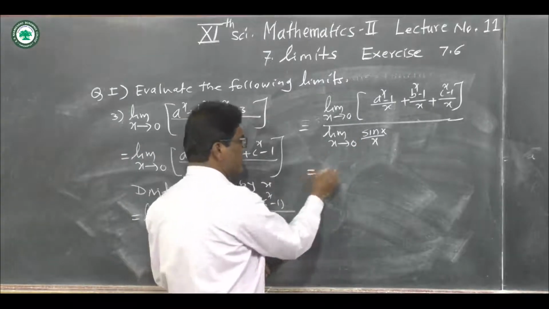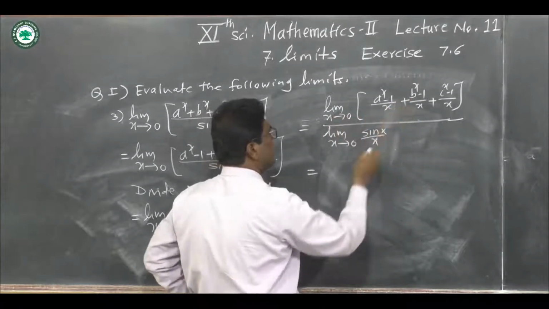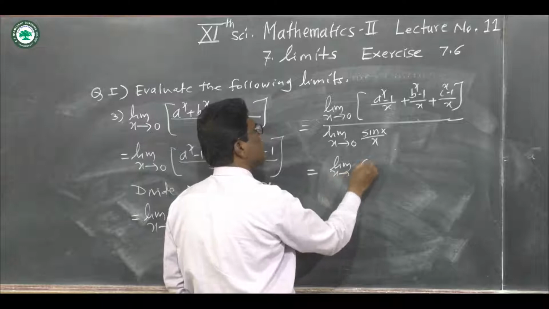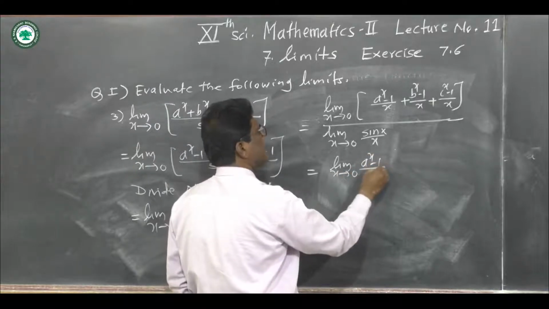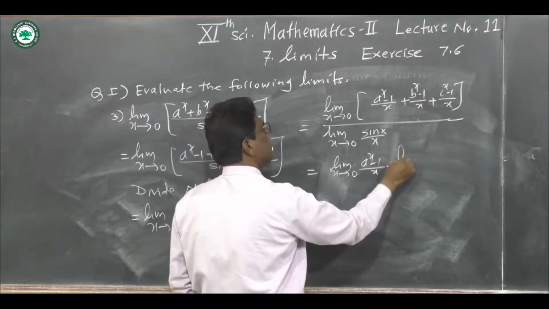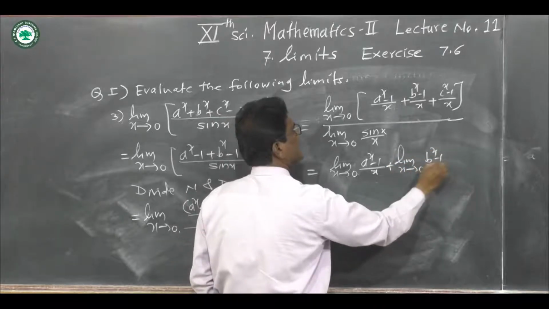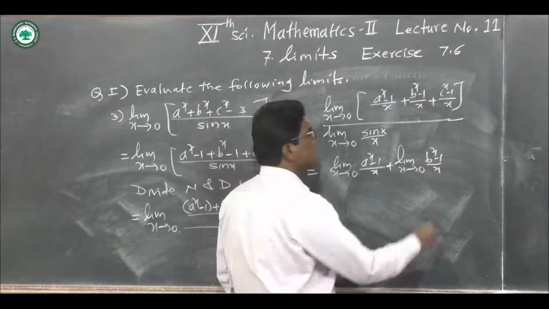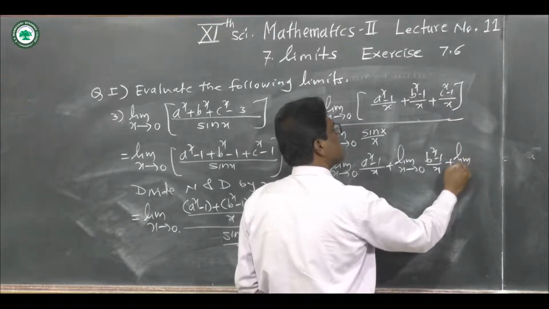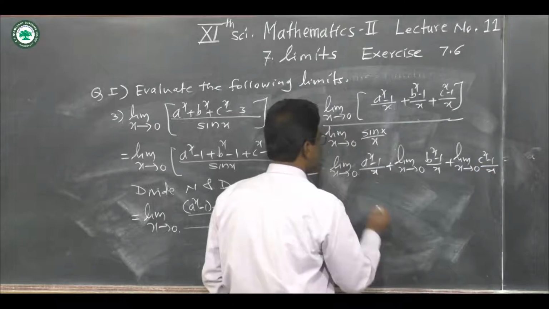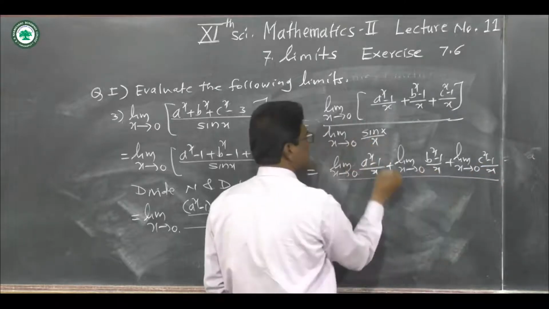So it is equal to, we take the limit separately to every term, and so we get here limit as x tends to 0 of (a^x - 1)/x, plus limit as x tends to 0 of (b^x - 1)/x, plus limit as x tends to 0 of (c^x - 1)/x, and divided by this is 1.